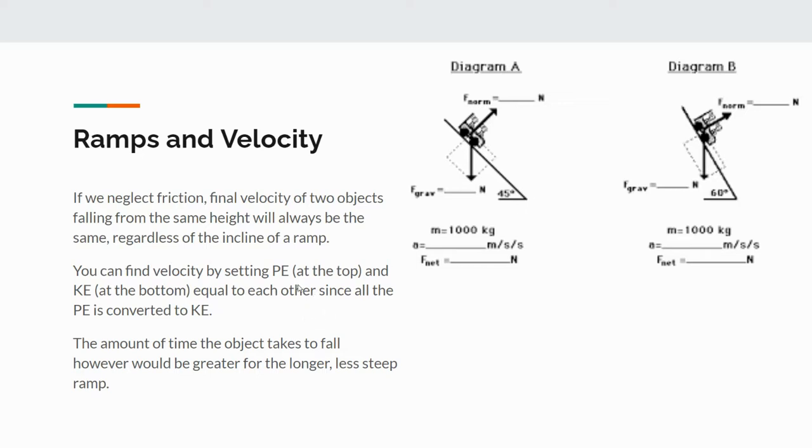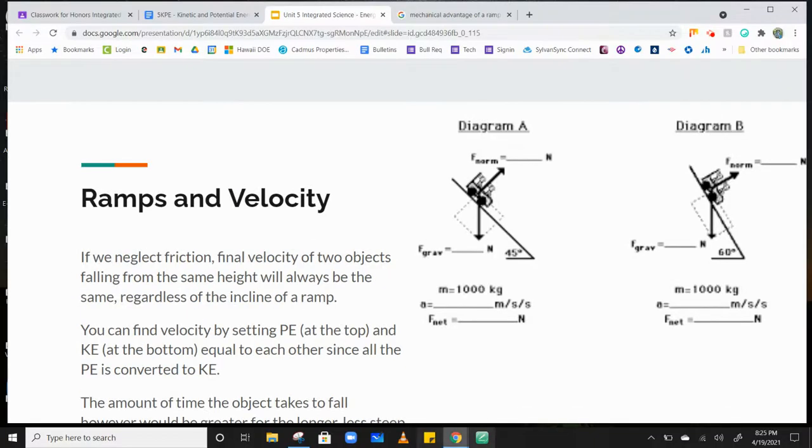And we can find the final velocity by comparing potential energy at the top and kinetic energy at the bottom. Potential energy at the top is mass times gravity times height. And the kinetic energy at the bottom is 1/2 mv squared. So the mgh should equal 1/2 mv squared. If you set those two things equal to each other, you'll actually see that mass does not matter. And let me show you that.